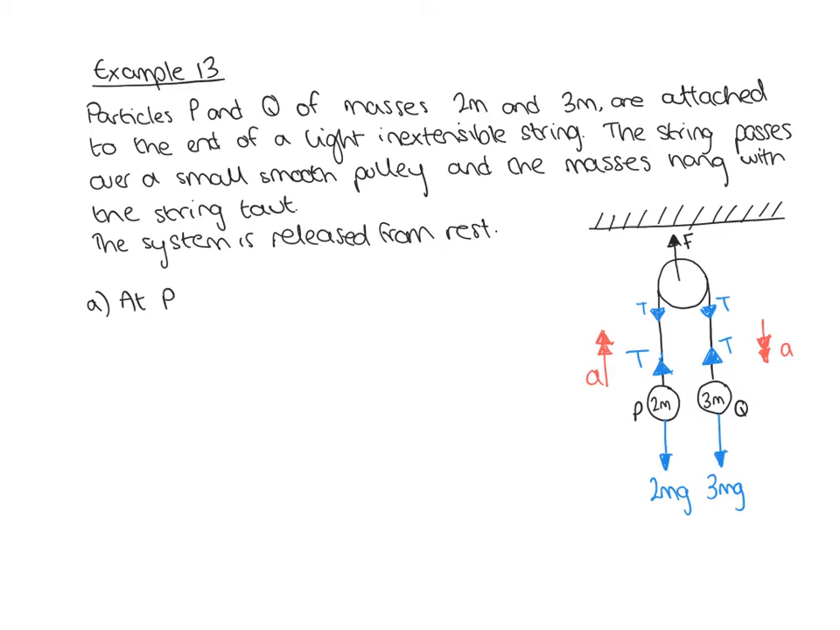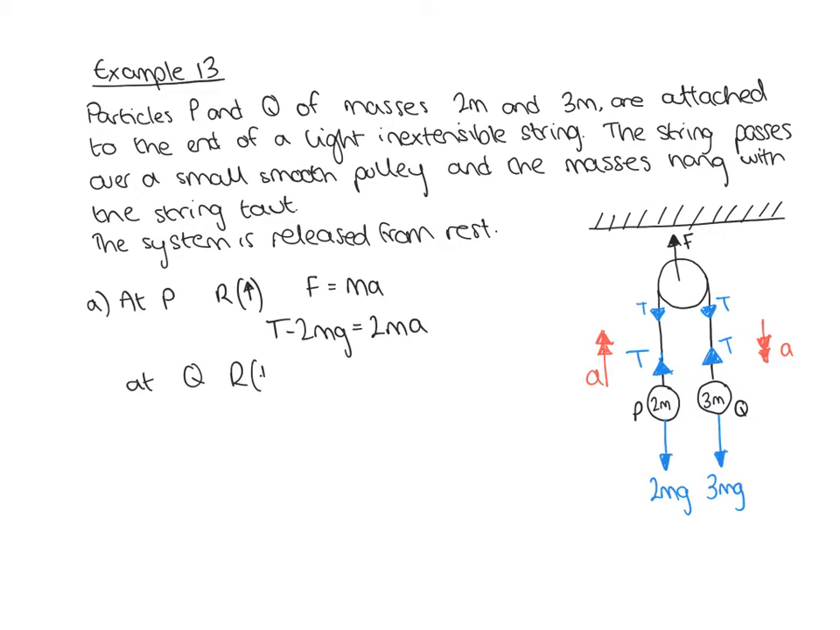So let's look at the forces. So at P, which way are we going to resolve? Vertically is positive because that's where it's accelerating. F equals ma. What force have we got? We've got the tension up minus the weight down is equal to the mass, which is 2m, times acceleration a.